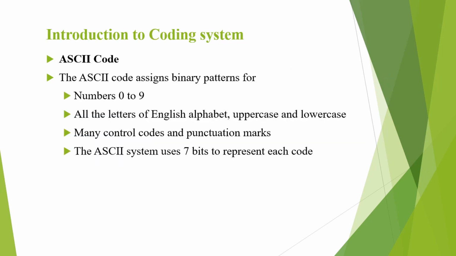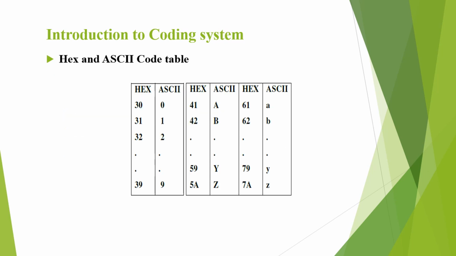Next topic is the coding system, that is, in number systems we have ASCII code. This ASCII code assigns binary patterns for the numbers 0 to 9, all the letters in the English alphabet, either uppercase or lowercase, and many control codes and punctuation marks. This system uses 7 bits to represent each code. In this table you can see the hexa value and the equivalent ASCII code value for it. This can be used for programming purposes.